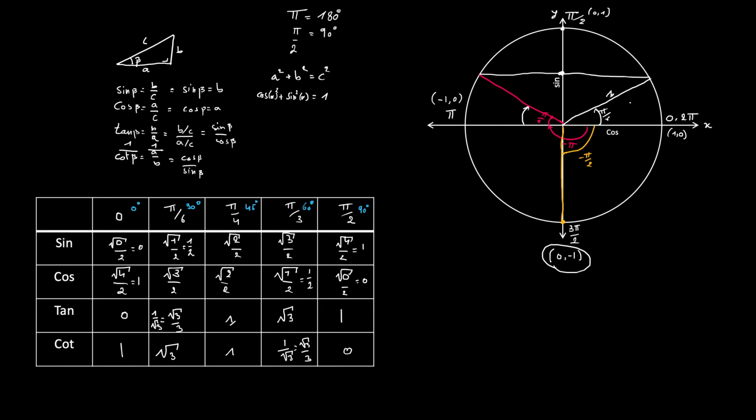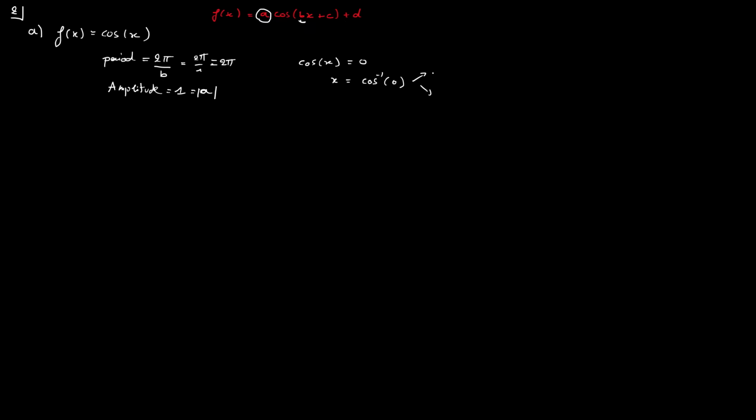or negative pi over 2, right? So it's this pi over 2 and traveling negative pi over 2 is the same as 3 pi over 2. So you could say it is either pi over 2 or negative pi over 2, or you could even say 3 pi over 2.